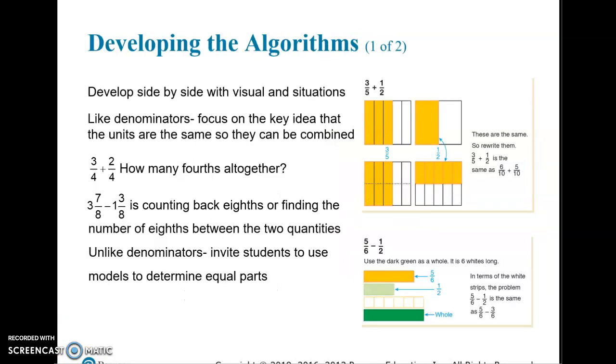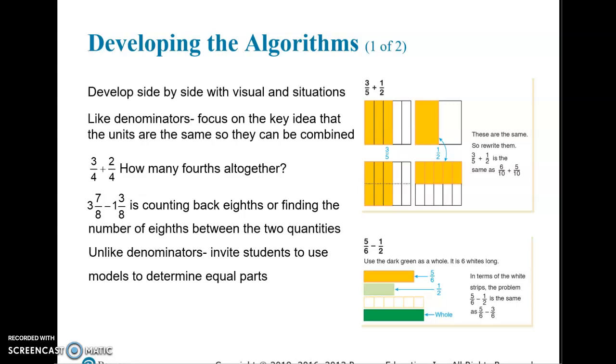Make sure algorithms develop side by side with visuals and situations for students. With like denominators, it is important to make sure that students focus on the key idea: units are the same, so they can be combined. 3/4 plus 2/4 is asking how many fourths. 3 7/8 minus 1 7/8 is counting back, taking away eighths, or finding the number of eighths between the two quantities.